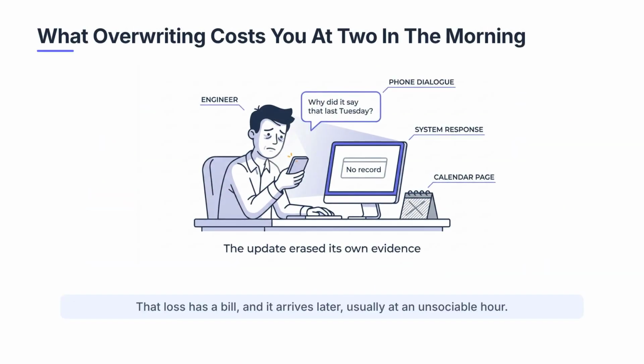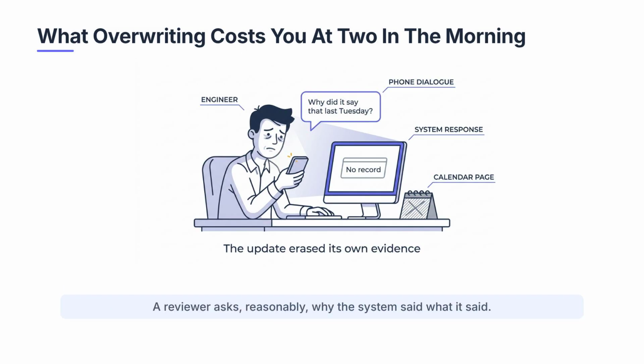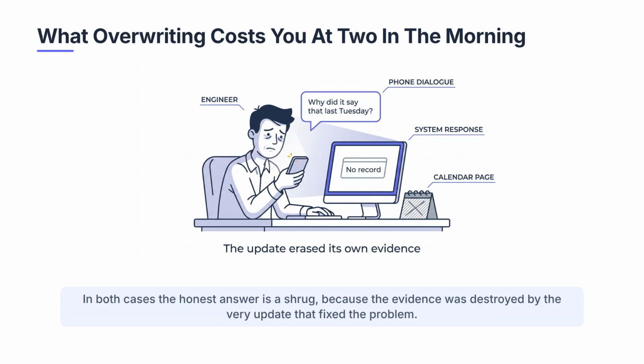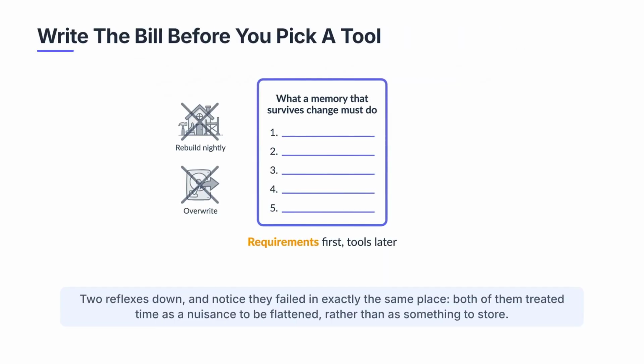That loss has a bill, and it arrives later, usually at an unsociable hour. An engineer gets paged because the assistant gave a customer a wrong answer last Tuesday and needs to know what the memory contained last Tuesday. A reviewer asks, reasonably, why the system said what it said. In both cases, the honest answer is a shrug, because the evidence was destroyed by the very update that fixed the problem. You cannot debug a system whose history you deleted. 2 reflexes down, and notice they failed in exactly the same place. Both of them treated time as a nuisance to be flattened, rather than as something to store.